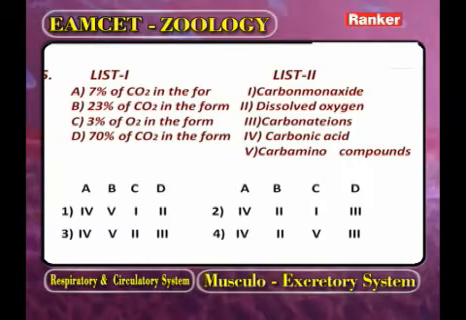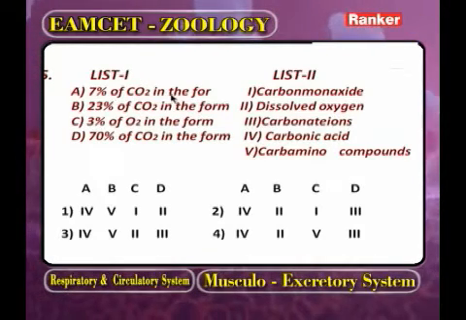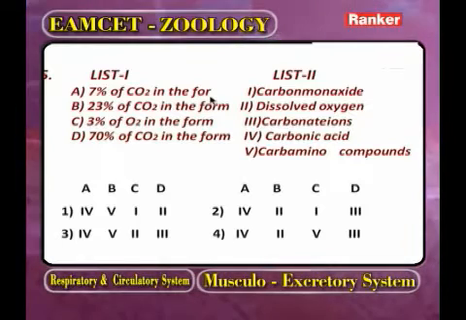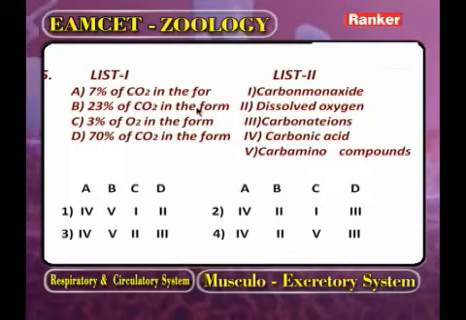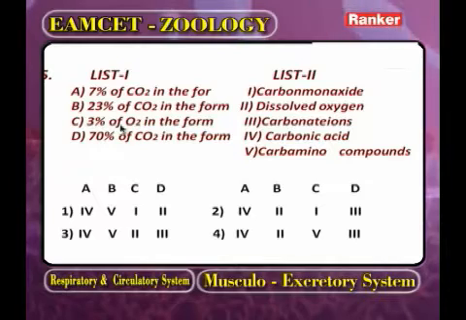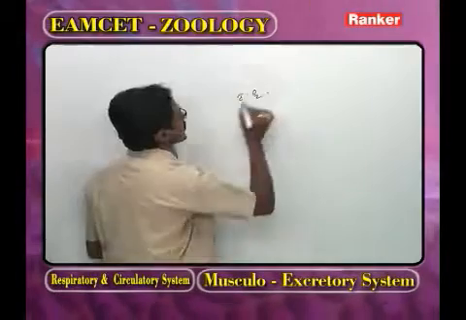Now the list 1 and list 2. You have to observe carefully the question. A. 7% of carbon dioxide in the form of. B. 23% of carbon dioxide in the form of. C. 3% of oxygen in the form of. D. 70% of carbon dioxide in the form of. Now, as we observe the first one, oxygen.